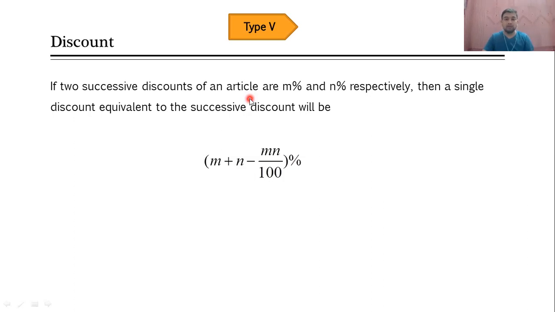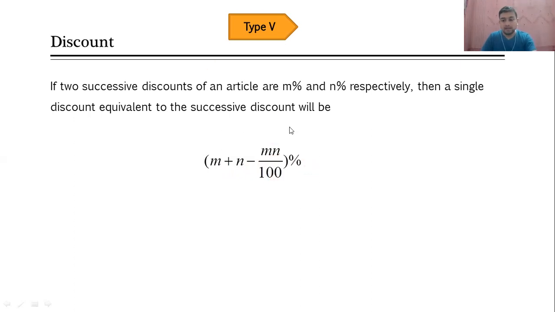No, that won't happen. If on 100 there is a 50% discount, that means it will cost you rupees 50. On 50, again a 40% discount is there, so that will cost you 30 rupees. So a 100 rupees article will cost you 30 rupees. That calculation you can do directly using m plus n minus mn upon 100 percent.